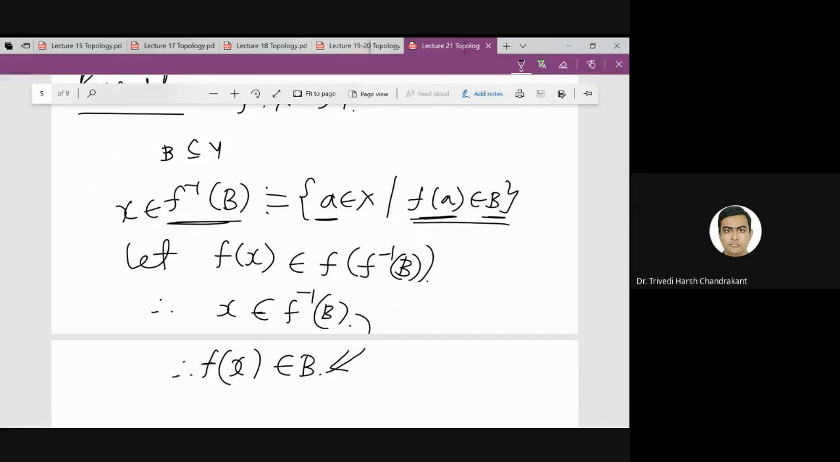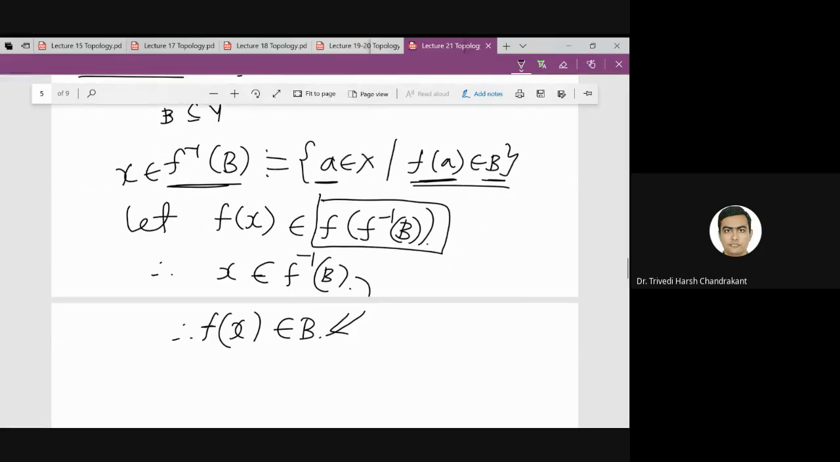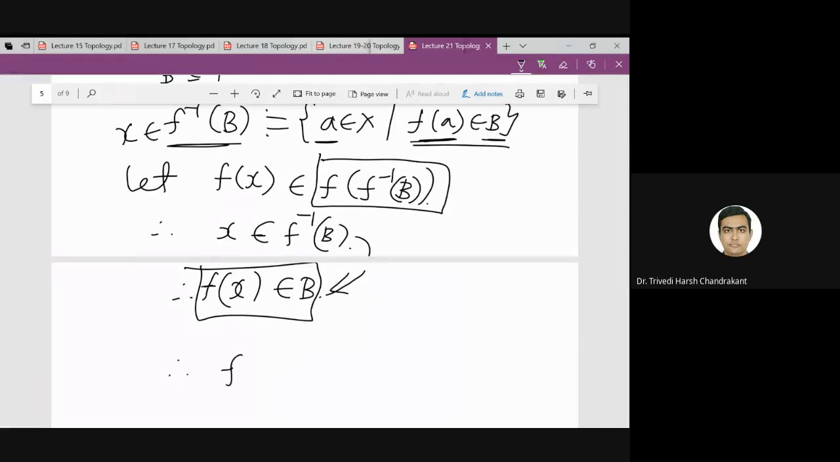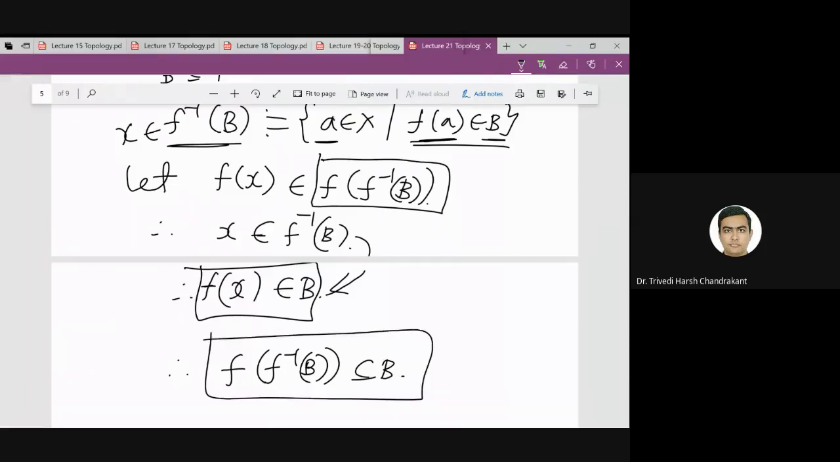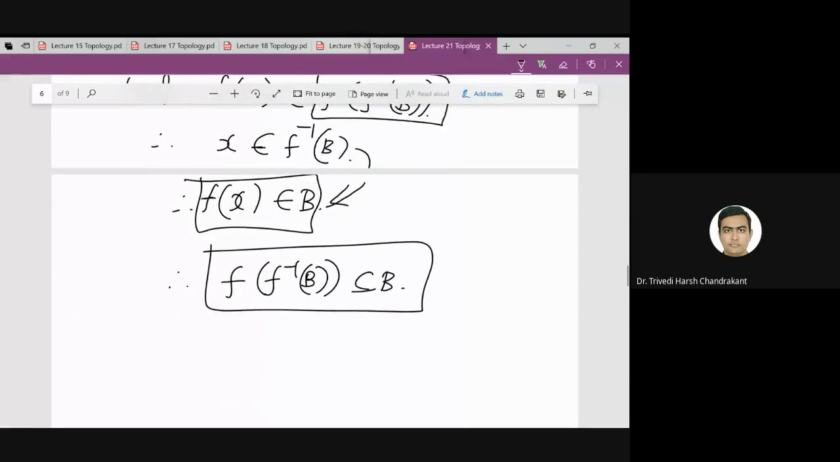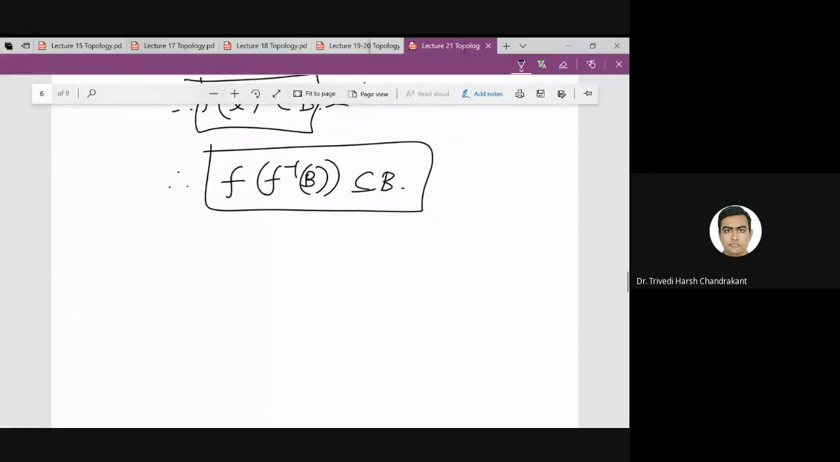So what did we prove? We started with f(x) in f of f inverse B, and we proved that f(x) belongs to B. Therefore, f of f inverse B is a subset of B. This is just a trivial result from set theory, and we will require this result in a theorem.